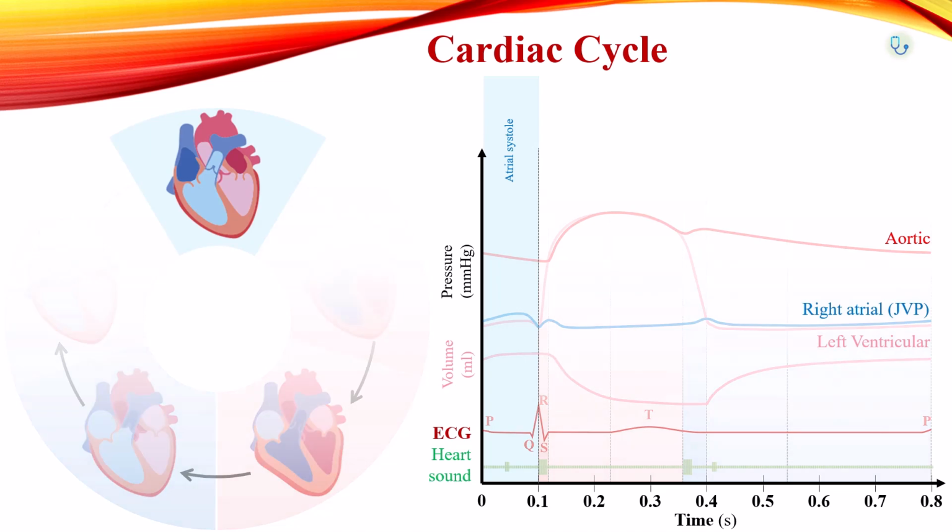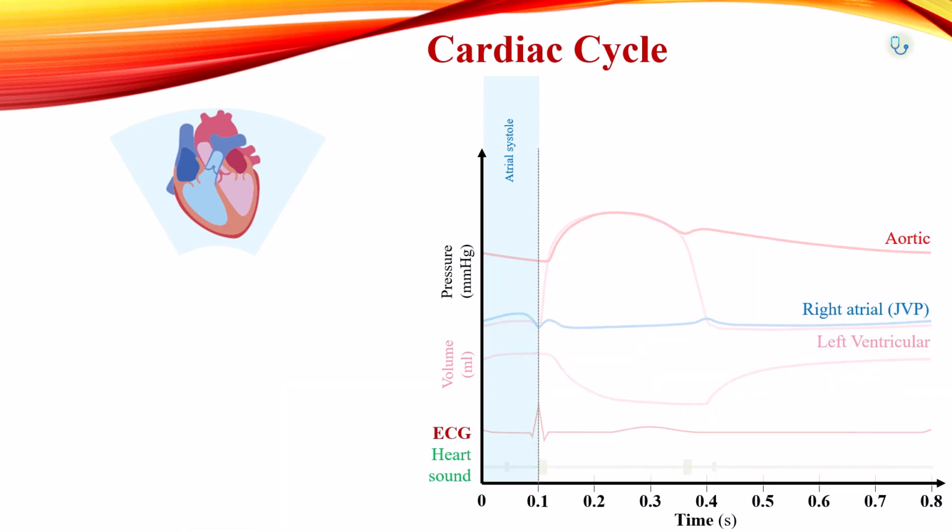Atrial contraction starts when the electrical impulse starts from the sinoatrial node and depolarizes the atria. On the ECG, atrial depolarization corresponds to the P wave. When the atria contract, the pressure within the atrium increases and pumps blood into the ventricle. An increase in the right atrial pressure is seen as an a wave. The ventricular volume and ventricular pressure also increase slightly.